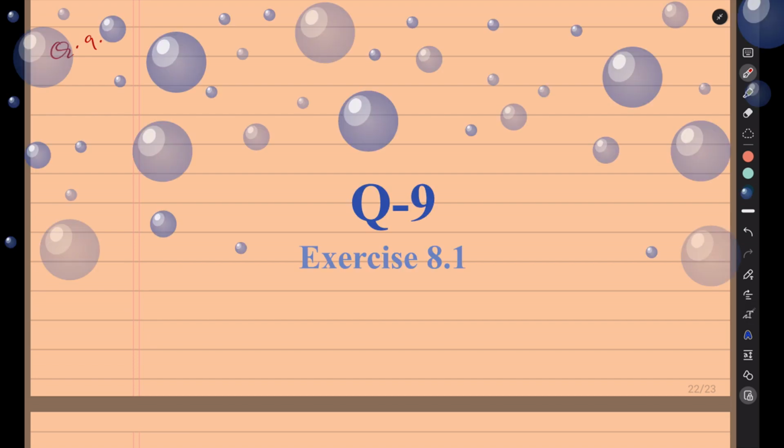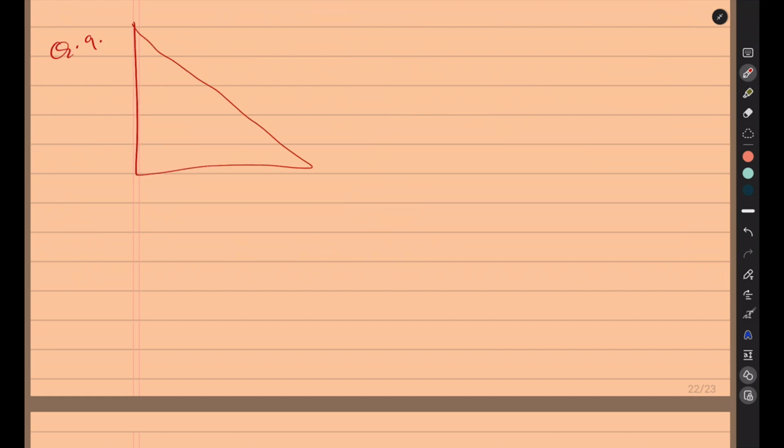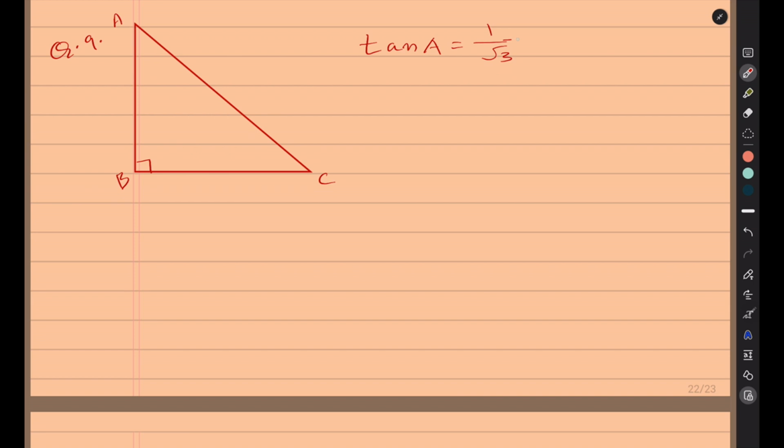The next problem which we want to see is question number 9, which says that in a triangle ABC right angled at B, let us make a triangle ABC which is right angled at B, and then this will be A, this will be C, and this is right angled at B. If tan A is equal to 1 divided by root 3, tan A is equal to 1 divided by root 3, and by the trigonometrical ratio, do you remember what we have found out?